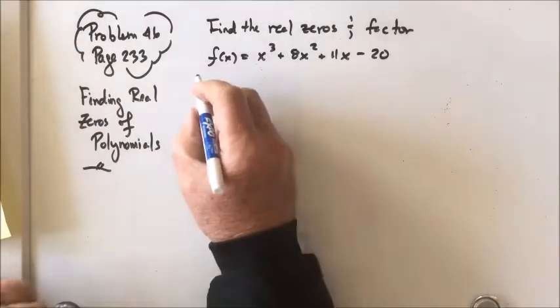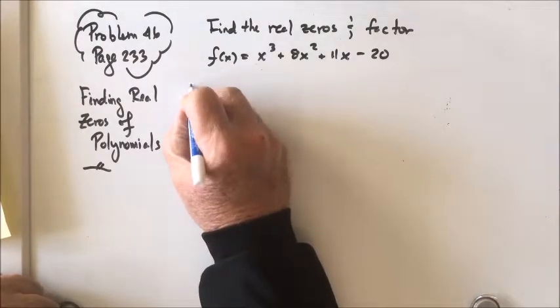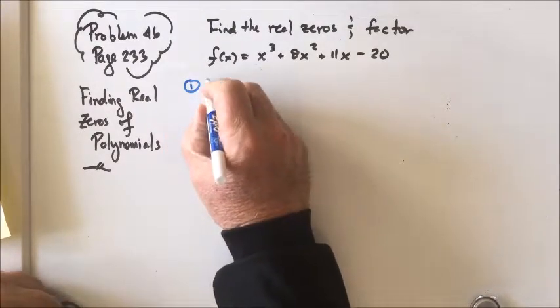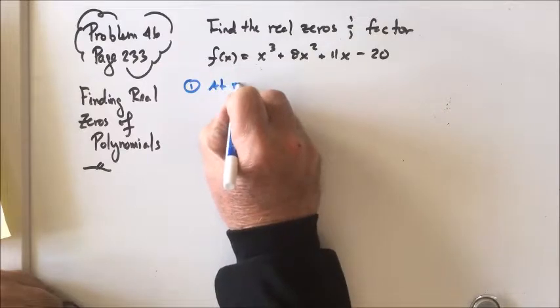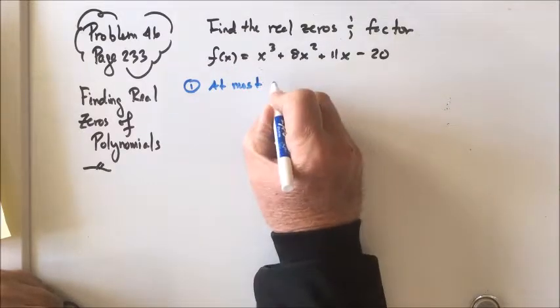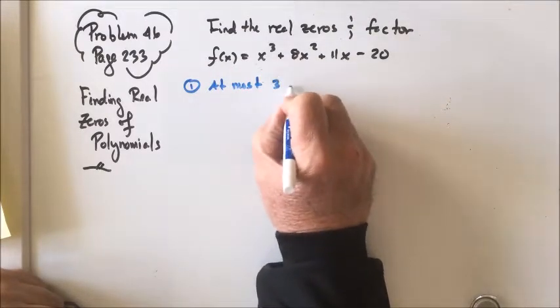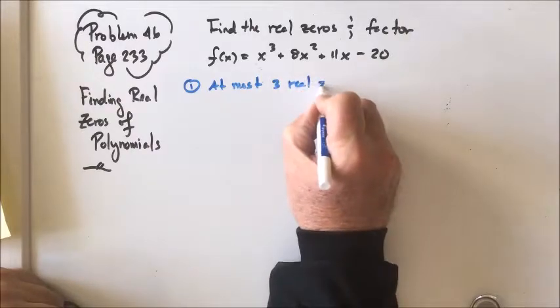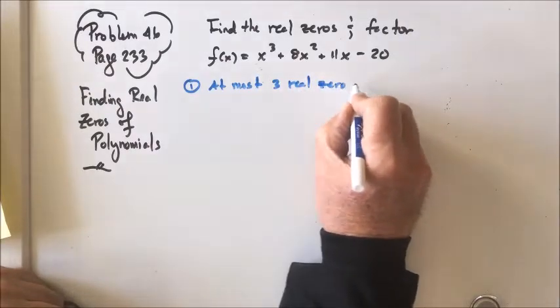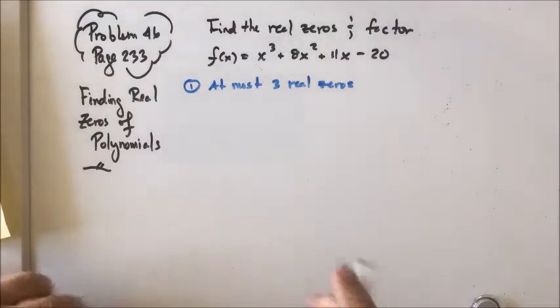polynomial. Let's start by saying this is a third order polynomial. So we are looking for at most n zeros, where n is 3 real zeros. We better not find more than 3. Finding less than 3 might be okay.